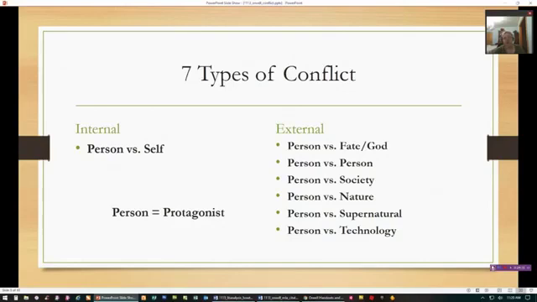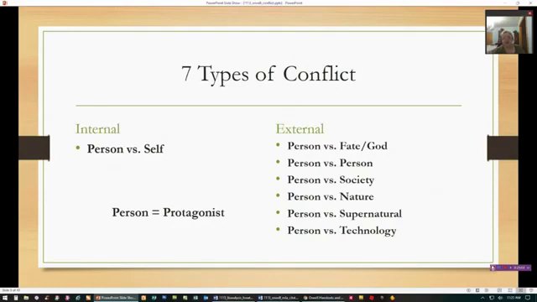It might be person versus society. This is where the person is going up against social rules. So that could be law, that could be tradition or culture, right? Society could be represented by a town, a government, a corporation. Sometimes you might even have just one person, but he's not acting as an individual. Instead, he is acting as the representative of the group, right? So that's what's going on in that kind of conflict.